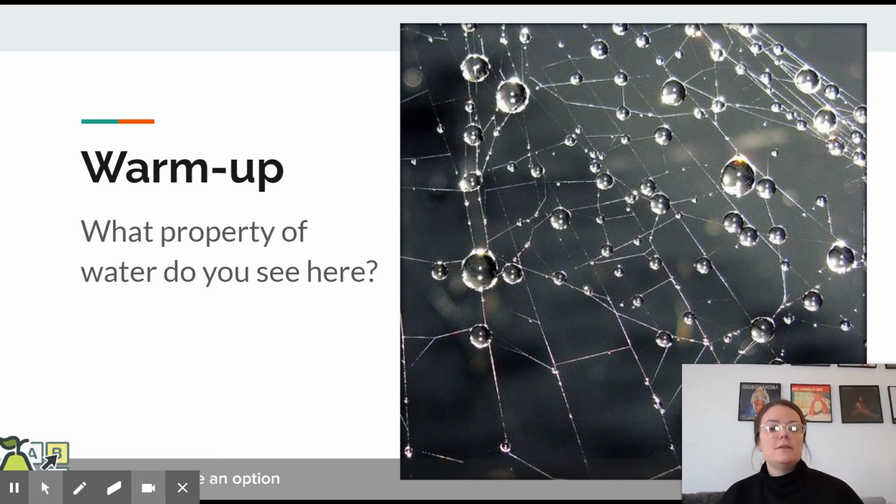Right. So there's a couple ways that you could have gone with this. You could say that because you see these water droplets, that's showing cohesion, the water coming together. You could say that you could see adhesion because these water droplets are sticking to the web. You could say surface tension because you see the outside, that surface of those water droplets.